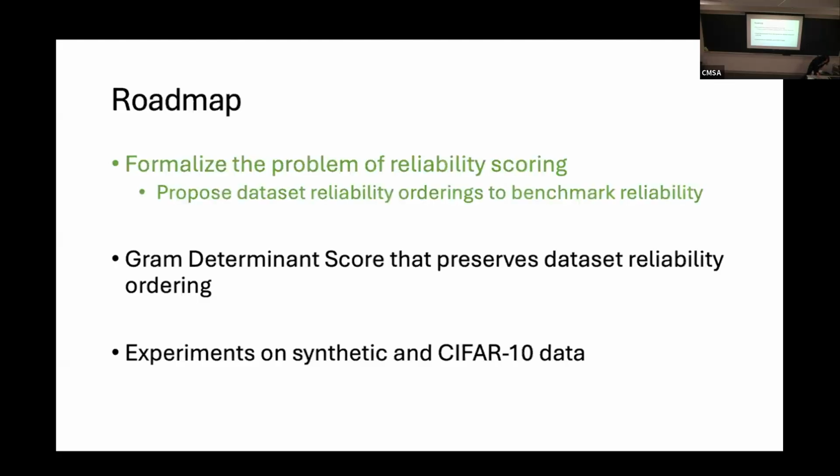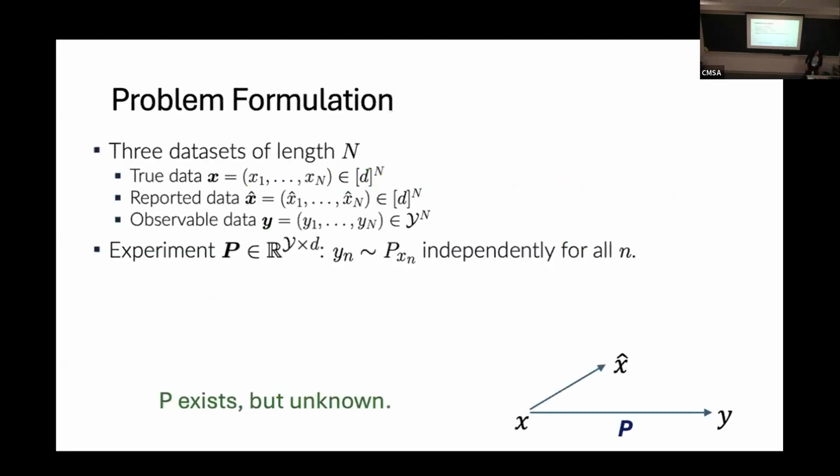So let me start with the formalization of the problem. I think I already mentioned a lot. Basically, we're thinking about this picture. We have the true data, the reported data set, and the observation, and all of them are considered as a data set of length n. We're not considering time series data at this point. Really, we're thinking about tabular data, and the order of the entries in the data set doesn't matter. So if we reorder one according to some permutation, we do the same for the other. Basically, for every element in the data set X, there is a corresponding reported element in the data set X hat, and there is also a corresponding observation that we observed for Y.